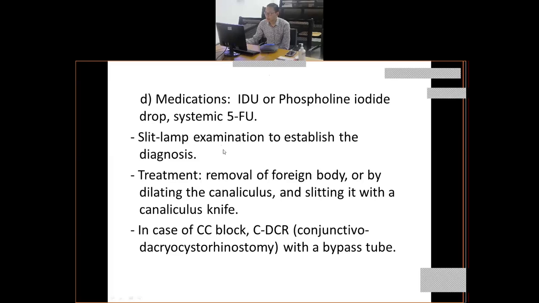Slit lamp examination is important for diagnosis. So treatment is removal of the foreign body or by dilating the canaliculus and slitting it with a canaliculus knife. In case of canalicular block, conjunctivo-dacryocystorhinostomy with bypass tube is the treatment.